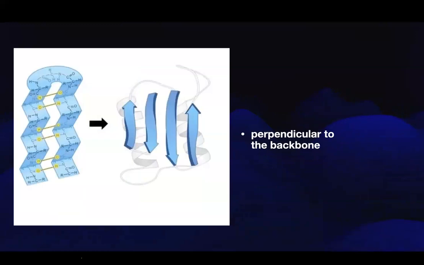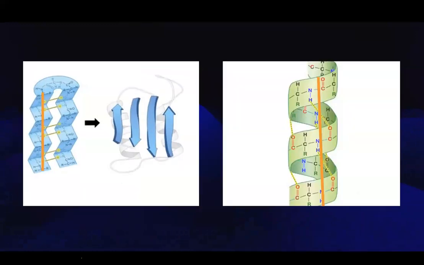It's the formation of hydrogen bonds, again, within the peptide backbone. But the main difference between a beta pleated sheet and an alpha helix is the direction of these bonds. In an alpha helix, we said that they are parallel, right? They are parallel to the backbone. However, in beta sheets, they are basically perpendicular. So that's how we form the structure.